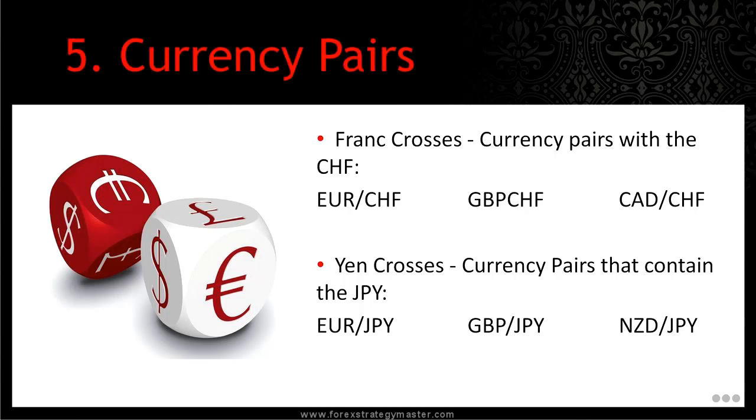So a trader might say that they are trading the Australian dollar crosses, which means they have an assortment of currency pairs that they're looking at, but each one will contain the Australian dollar. Or they'll be looking at some yen crosses. And again, they'll be looking at a variety of currency pairs, but each one will contain the Japanese yen.